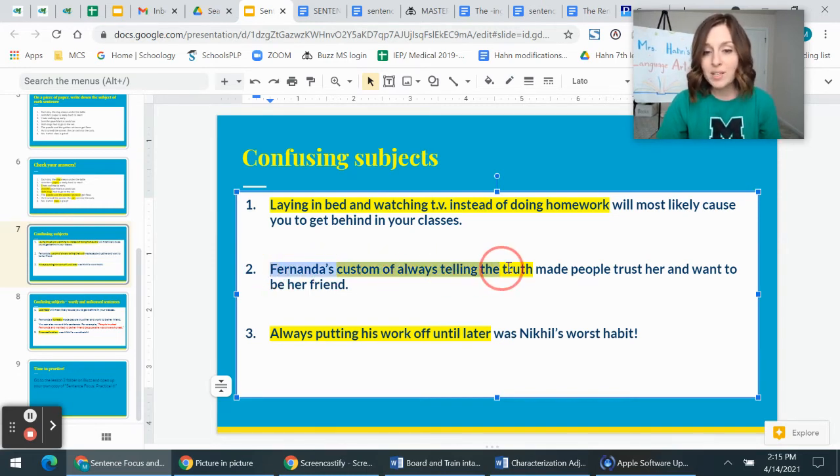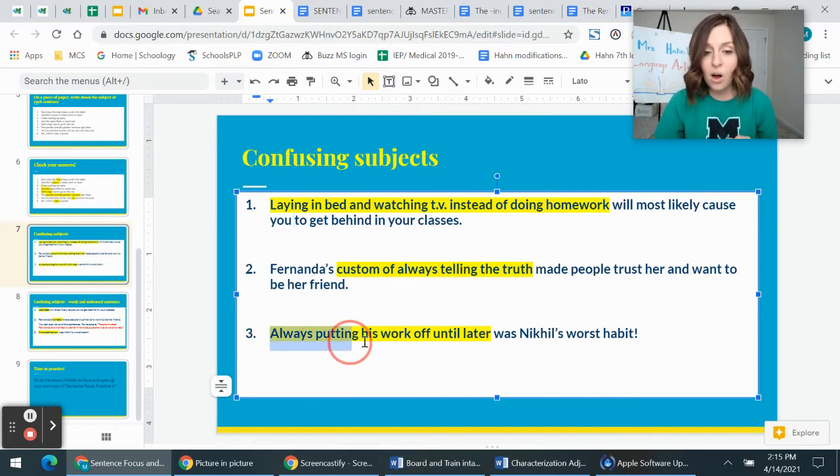Fernanda's custom of always telling the truth made people trust her and want to be her friend. Again, this is a great sentence, but it's a little bit too wordy. If my entire subject is Fernanda's custom of always telling the truth, all of that is the subject. That's too ambiguous, too confusing. It's not concise. It's not as clear and focused as we want it to be. So we have to think about what word I could use instead of custom of always telling the truth.